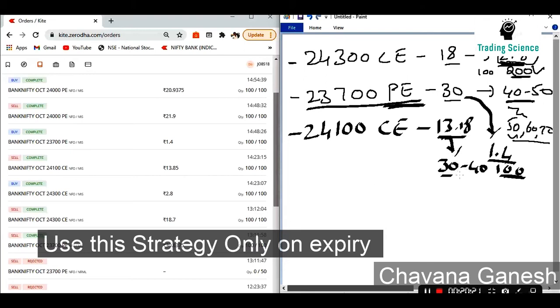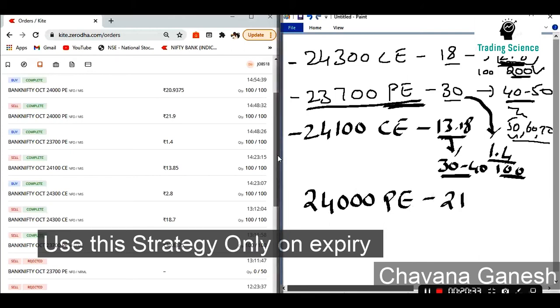To hedge these positions again, I took the position of 24000 PE at the price of 21 rupees. You can see here, 21 rupees around. And now I have two positions, this one and this one. Both are equal, 20 rupees and 20 rupees it was.